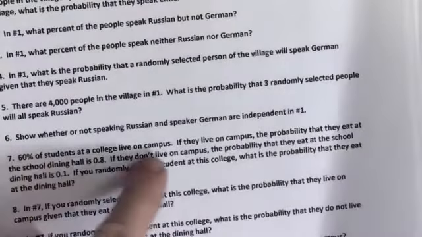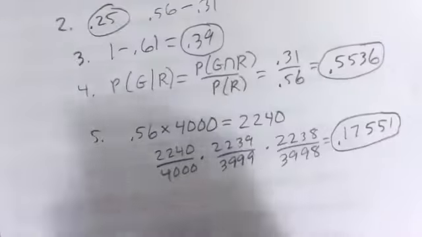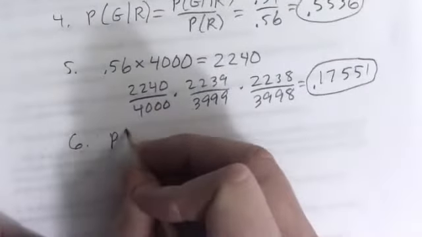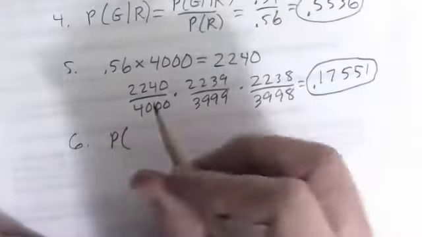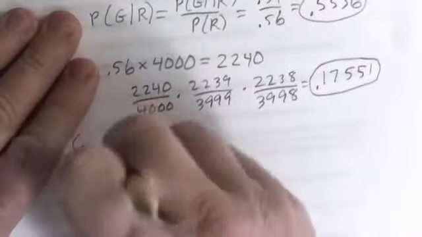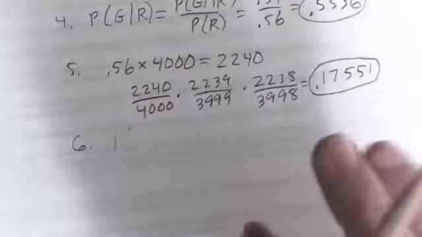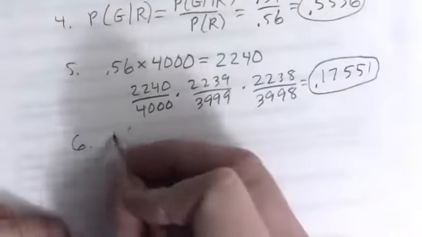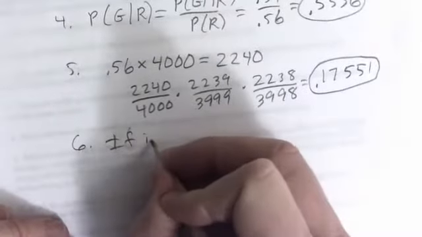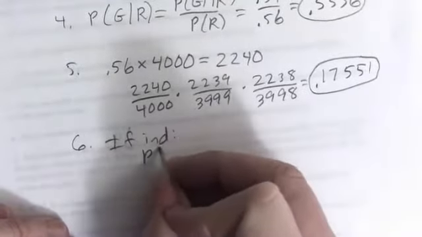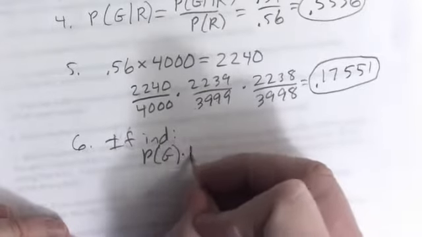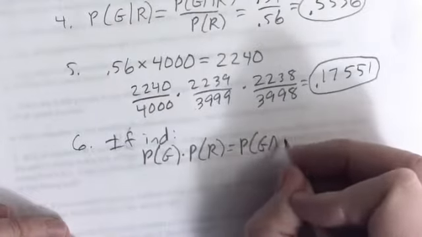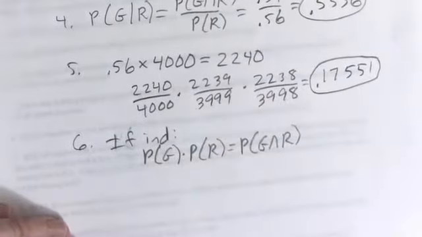Number 6, show whether or not they're independent. Okay, well, there's a couple of different formulas. Independence means the occurrence of one is in no way associated with a change in the probability of the other one occurring. And you just have to memorize this. If they're independent, the probability of German times the probability of Russian is equal to the probability of German and Russian. The probability of one times the probability of the other is equal to the probability of both.